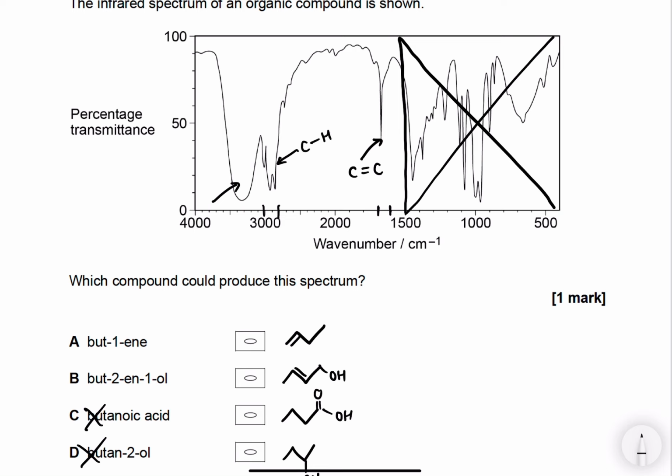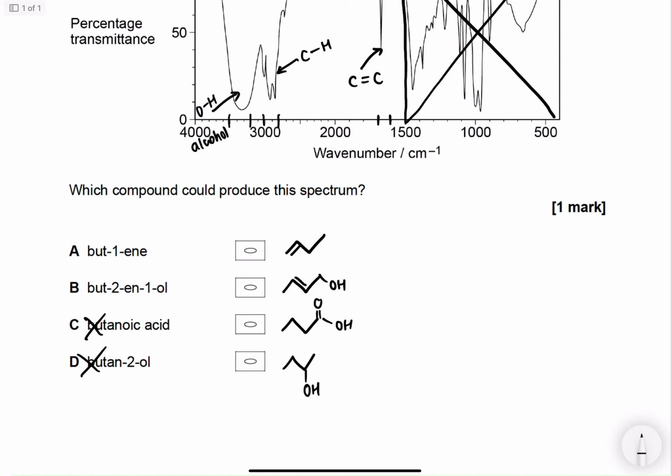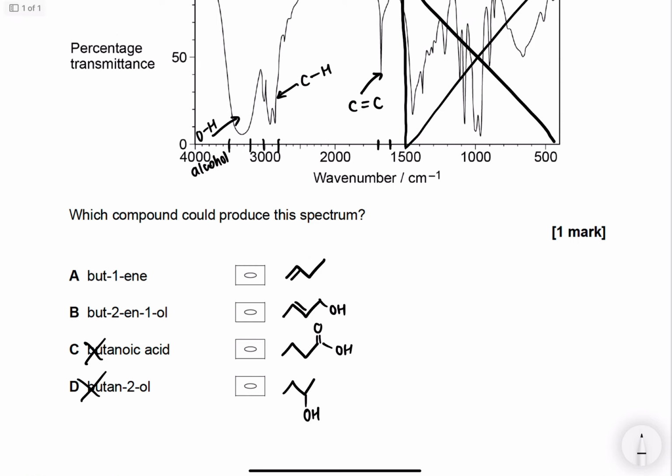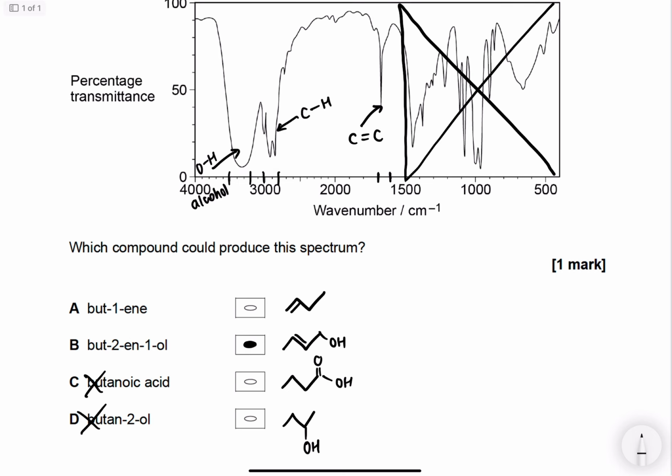So that's less helpful. And then between 3200 and 3500, looking at quite a finger shape, that is an OH in an alcohol. And that then tells us that we've got both a double bond and the alcohol group. So we've got B, but-2-en-1-ol. If we'd had A, then the peak for the alcohol would not have been present.